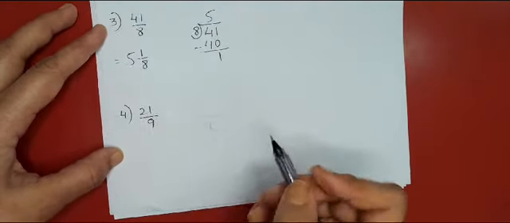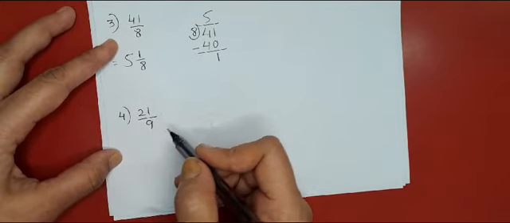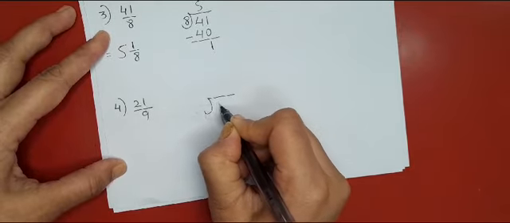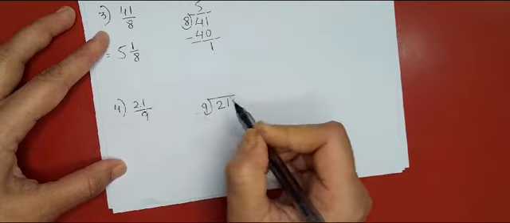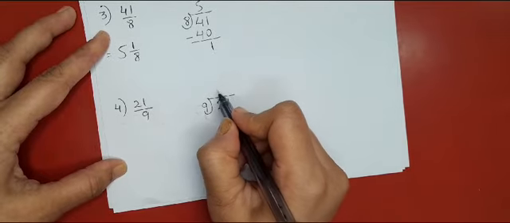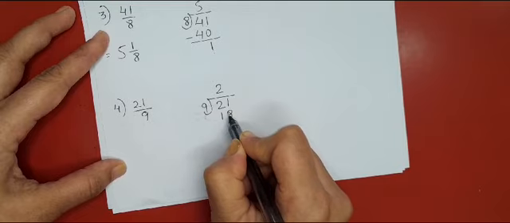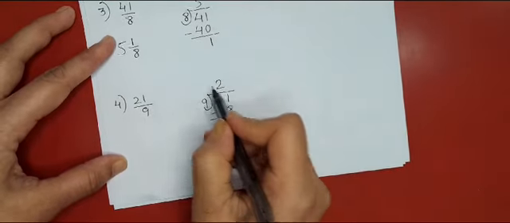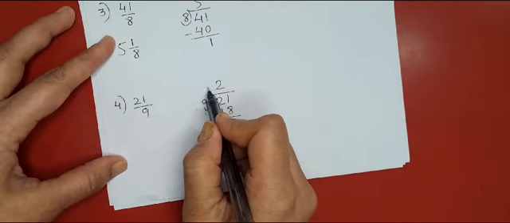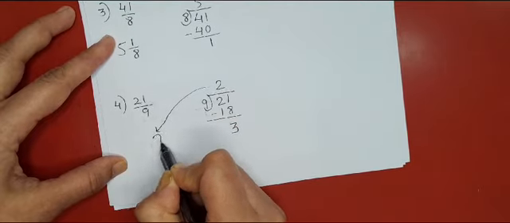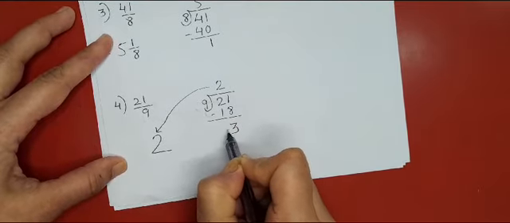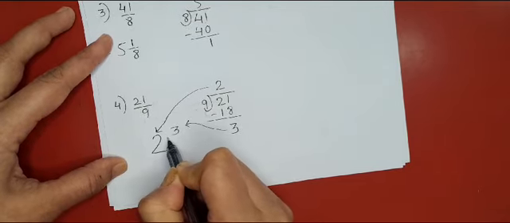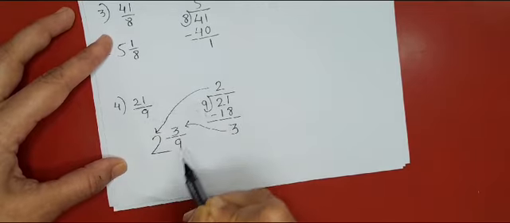Let us move to another example. The fourth example is 21 over 9. Now here also we will divide 21 by 9. We get 9 times 2 is 18. So we get 3 as remainder. So this quotient 2 will become the whole number. Then this 3 will be the numerator and the denominator will be as it is.